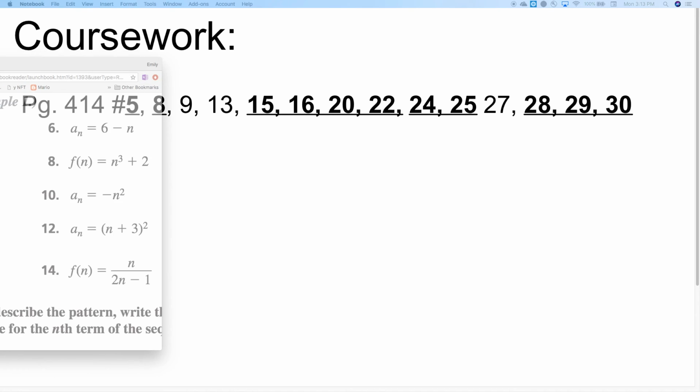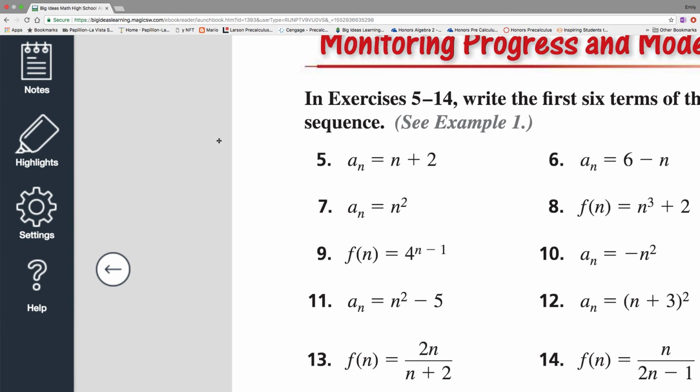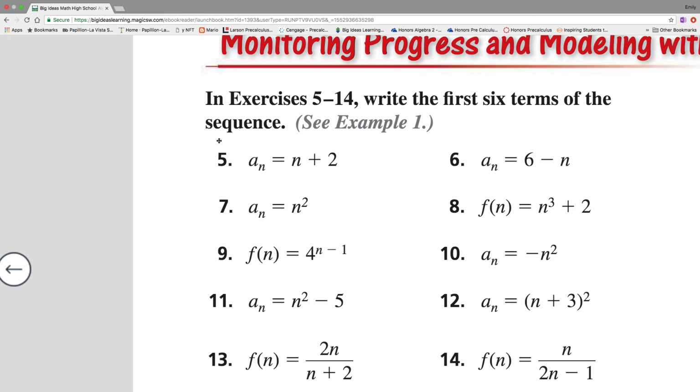Okay. Your homework assignment is on your gold sheet. We've got about 5 minutes left, so I'm going to be passing back your test from, what was that, Friday before break. I'll put up some of the 5 and 8 if you want to get started on those while I'm passing things back. So here you could get 5 and 8 done, right? The first 6 terms of the sequence.